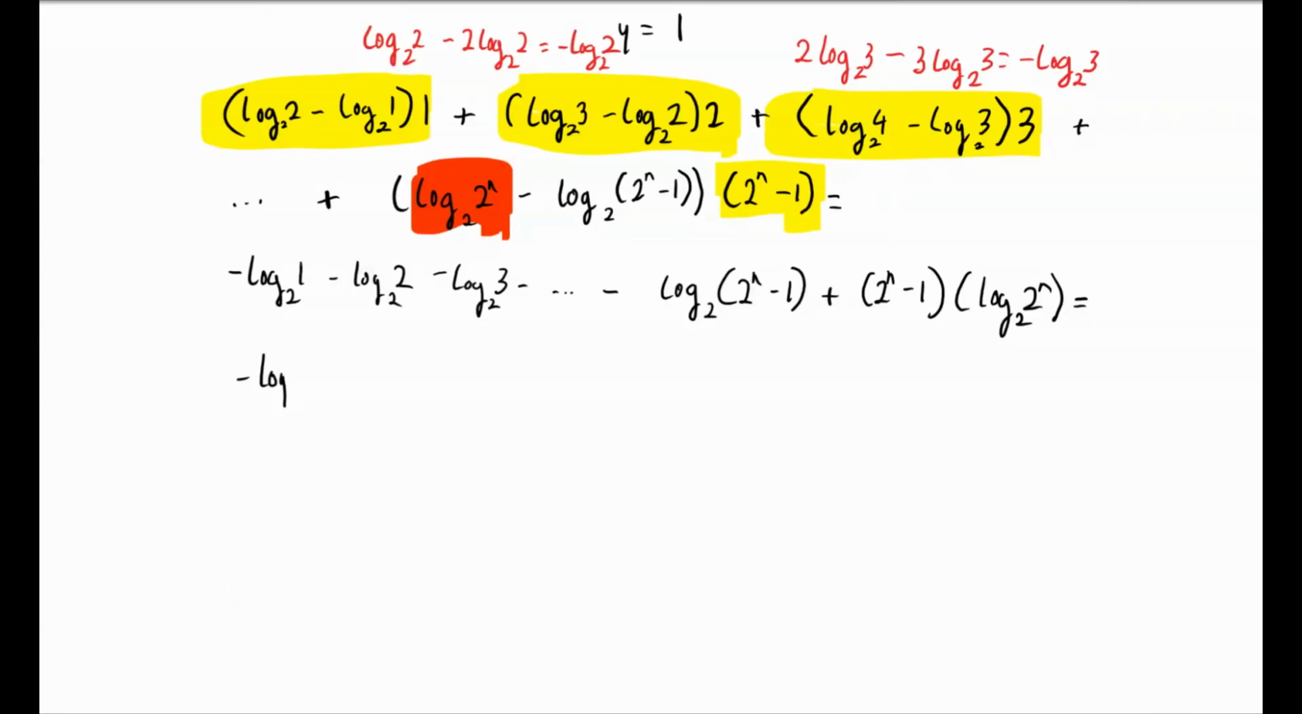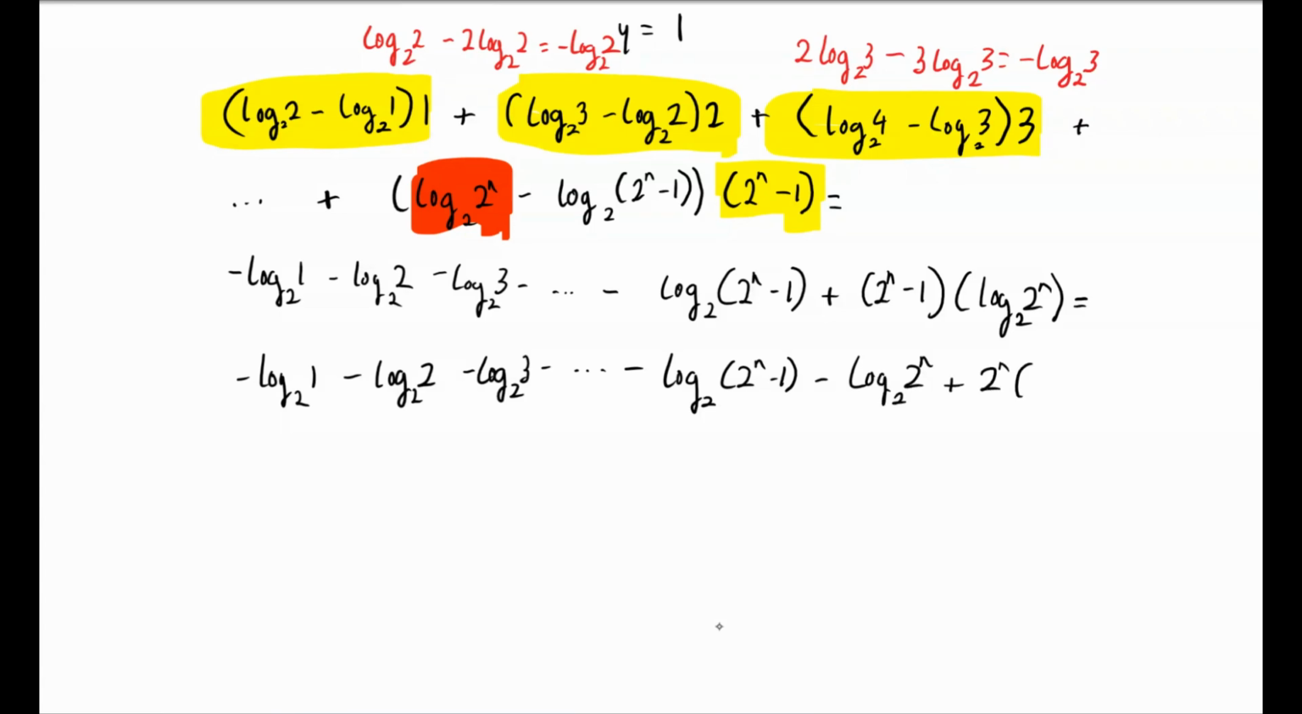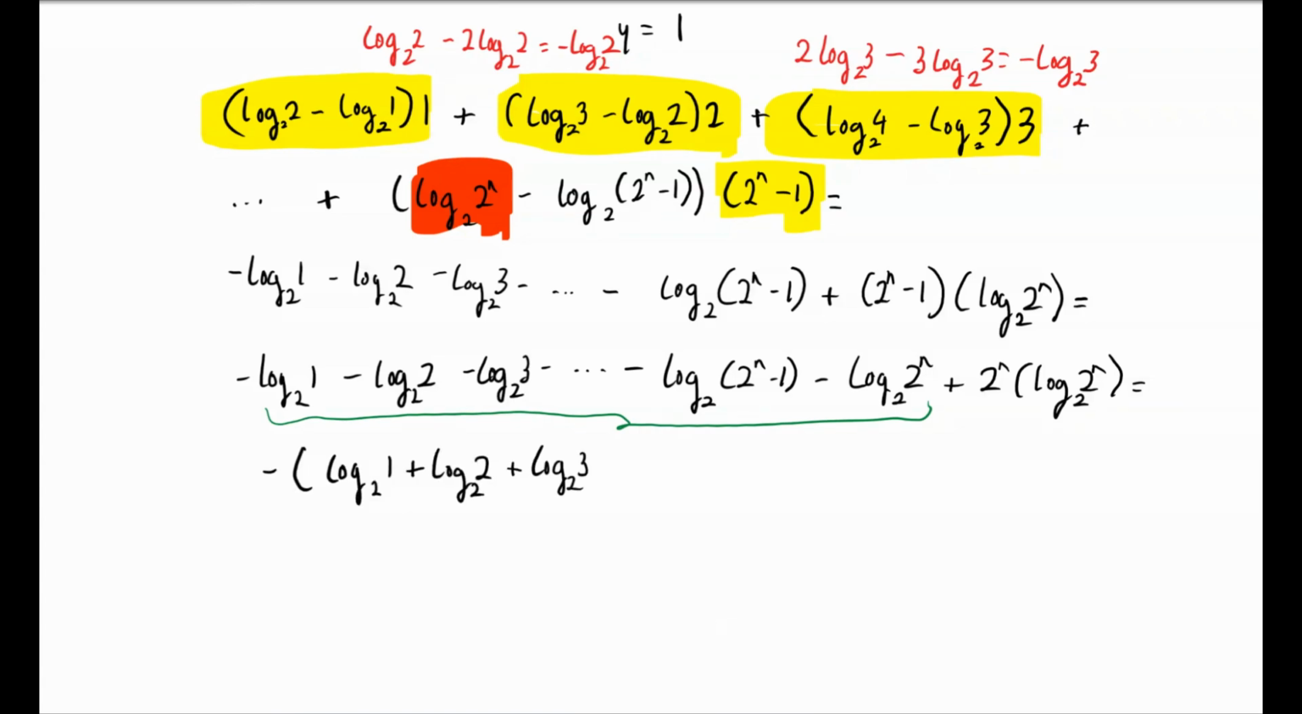But we can rewrite the final term by expanding it. So it's going to be minus log of 2 to the n plus 2 to the n times log of 2 to the n. Now let's first consider this sum. So we'll factor out a factor of minus 1. And then let's also consider our remaining term. Well, this bit inside the bracket is just n, so it's going to be n times 2 to the n.